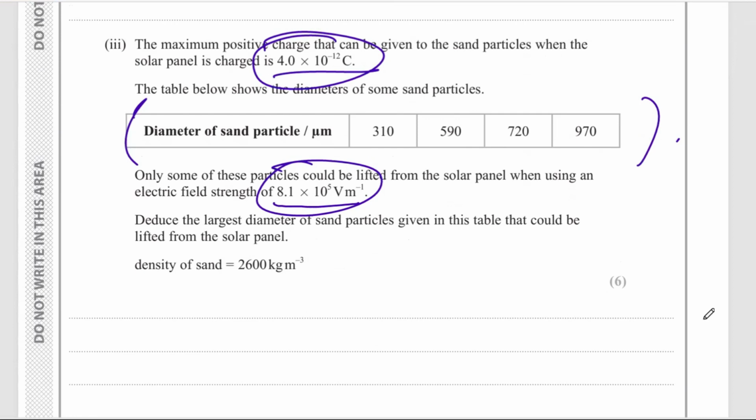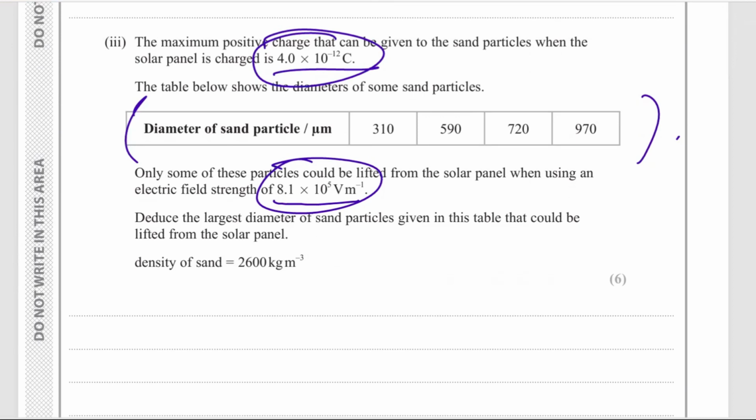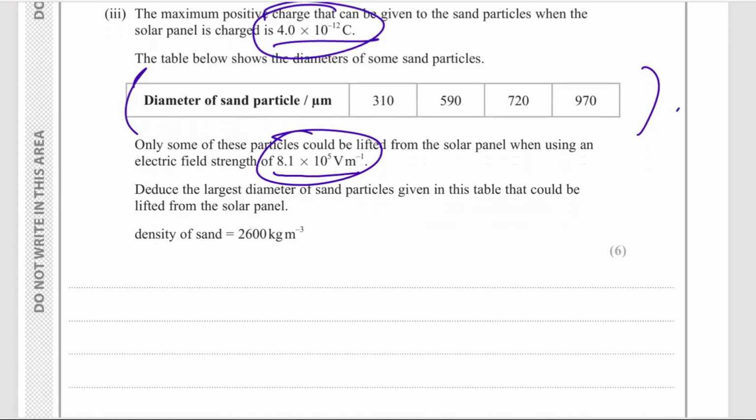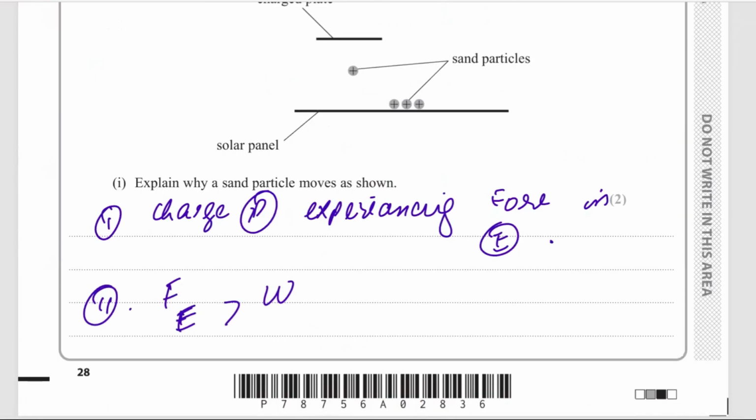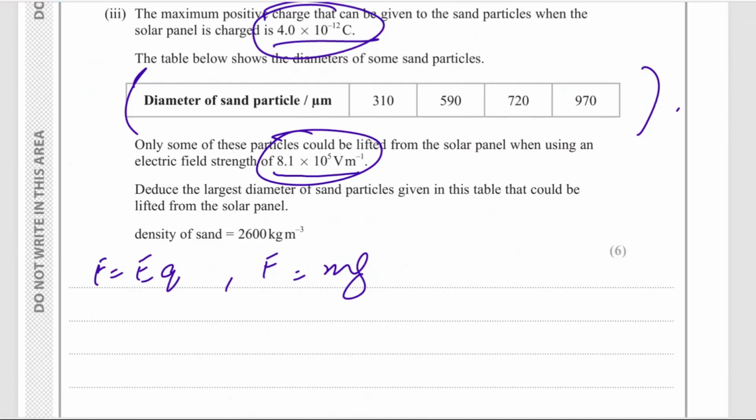So basically, we just need to calculate the maximum diameter that we can pick up, right? First of all, remember that the forces acting on those particles must be the electric force, F = EQ, and you've also got F = mg, which would be the weight. The electric force must be upward, right? So you've got the upward force and you've got the downward force as well.